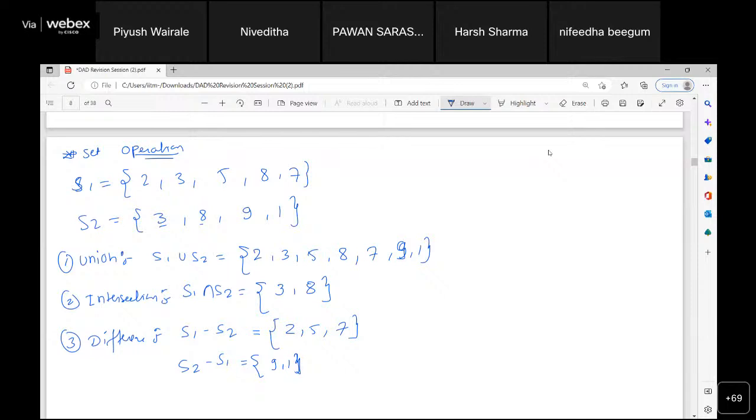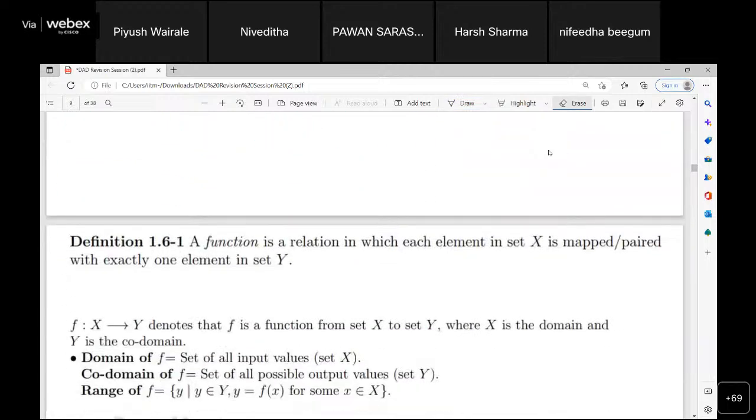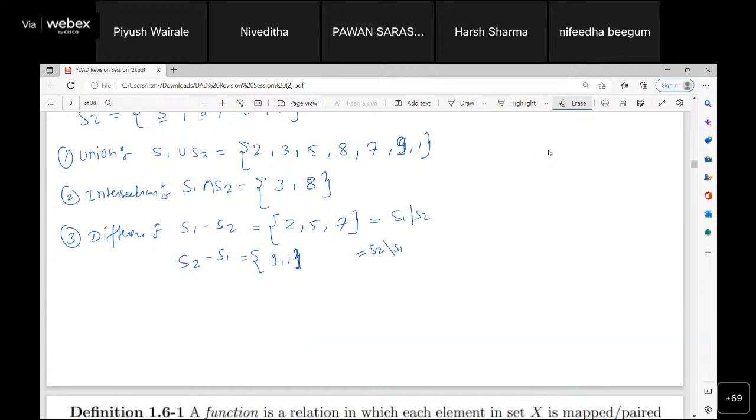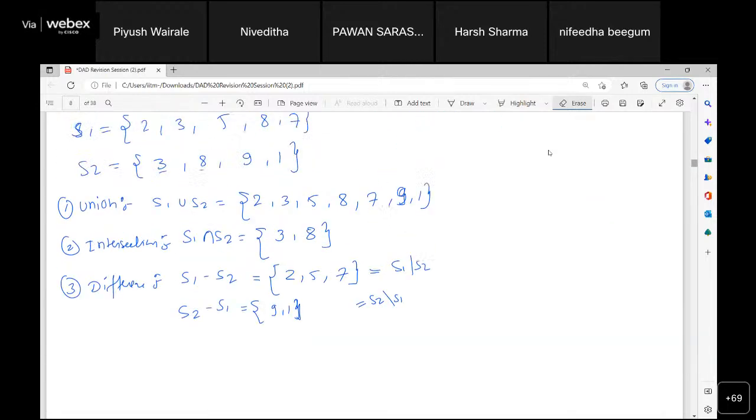Difference is also referred to as S1 slash S2, and here S2 slash S1. Suppose we give some complications like S1 intersection S2, then some big expression, you should be able to simplify that, right? What is S2 slash S1? Is it equal to S2 minus S1? Yes, S2 minus S1. And S1 minus S2 is equal to S1 slash S2.